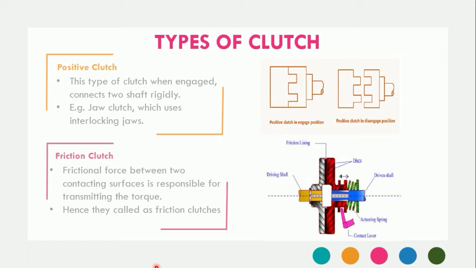The other one is the friction clutch. The name itself indicates that here the frictional force is completely responsible for the transmission of power, for the transmission of torque. And that frictional force is found between two contacting plates, between two contacting surfaces. That frictional force is responsible for the transmission of torque, thereby the clutch is called a friction clutch. In the next slide, we are going to have a brief classification of friction clutches. So move with that.